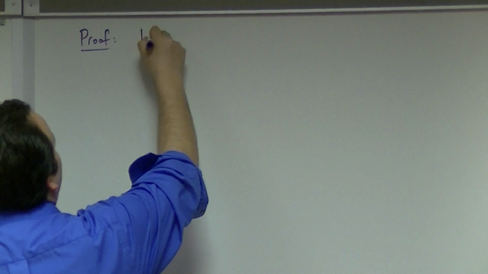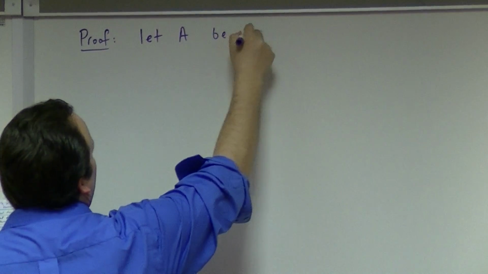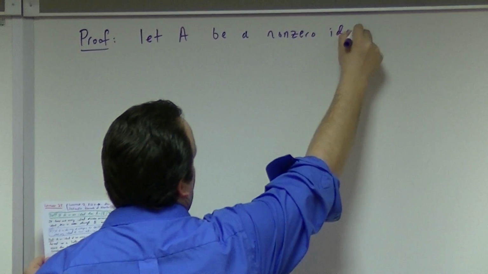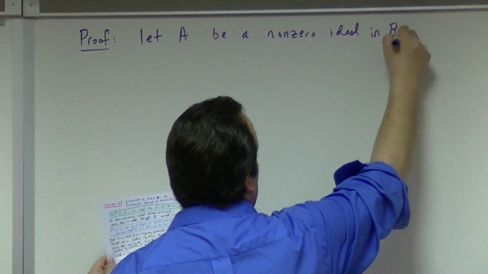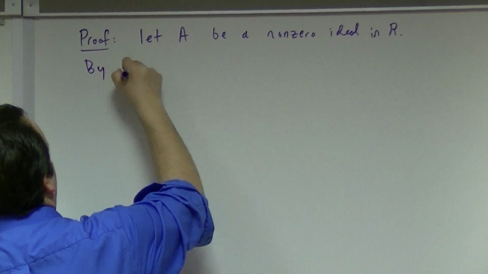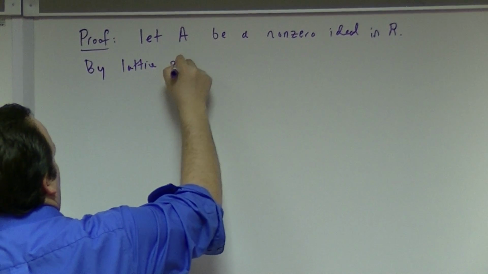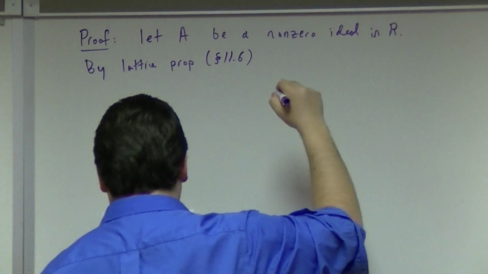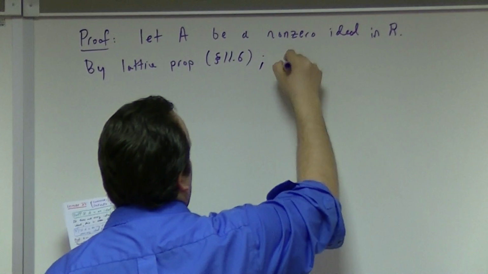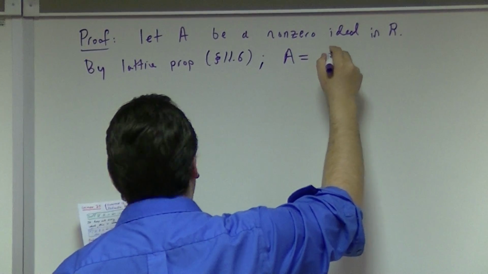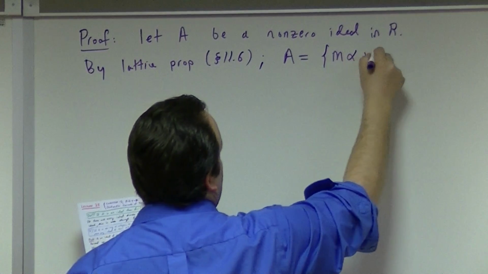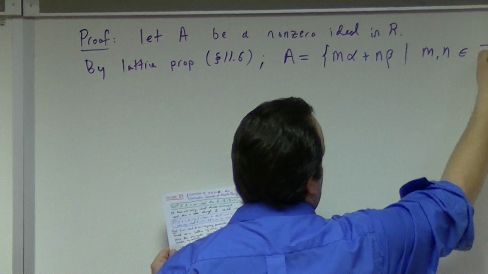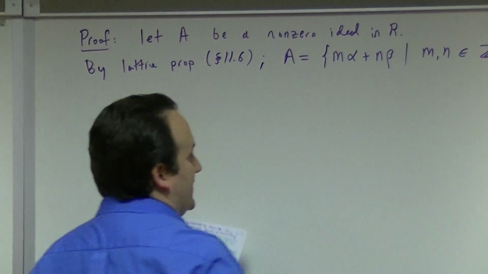So, let A be a non-zero ideal in R, by the lattice property, which I think was section 11.6, if memory serves me correctly. We know that we can write A is equal to what? m alpha plus n beta, where m and n are integers. So that is to say that A is a lattice with integral basis alpha, beta.